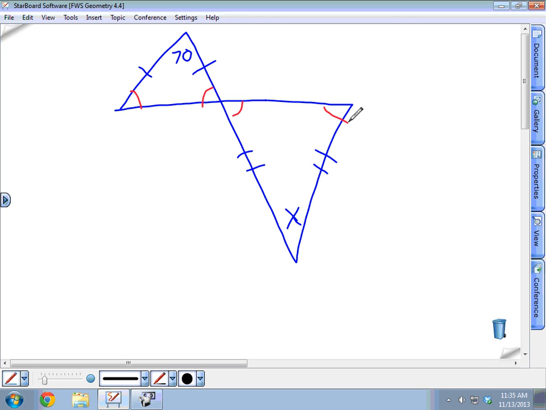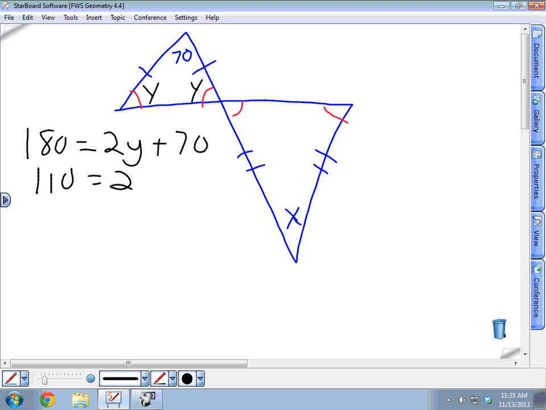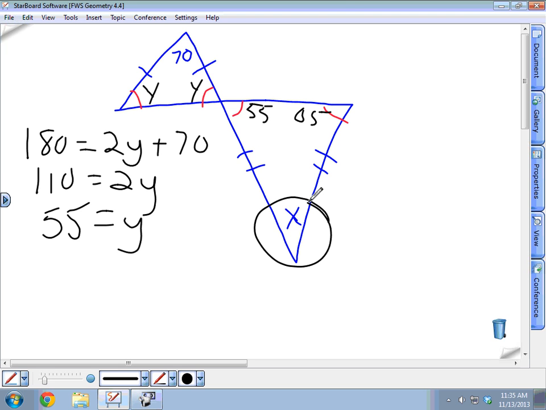So how do I find out what those angles are? Well, you know that they're equal. You got it. Let's call them y, okay? Because 2y plus 70 is 180, right? Yes, sir. Okay. 110 equals 2y. So those angles are 55 each, right? Yes, sir. Okay. So what's this one? That's 55 as well.